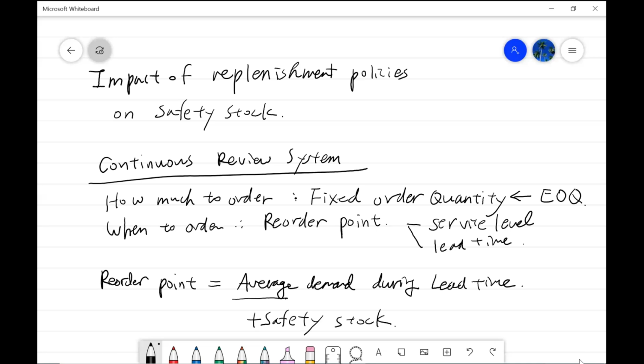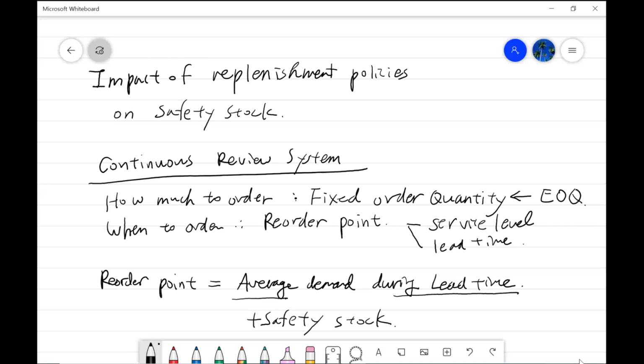The reason why we have to be concerned about the demand during the lead time, let me explain that in more detail later. But anyhow, the way you set the reorder point is you have to add the safety stock to the average demand during the lead time. Why not only the average during the lead time? Because it's not safe. Okay, why?